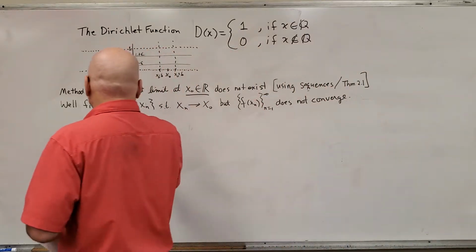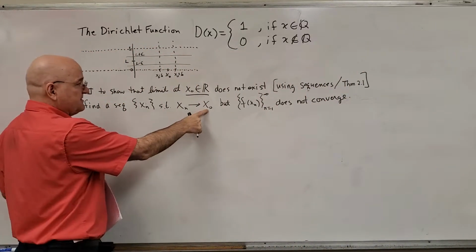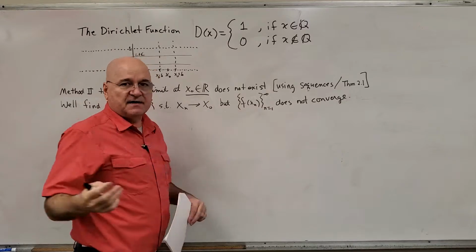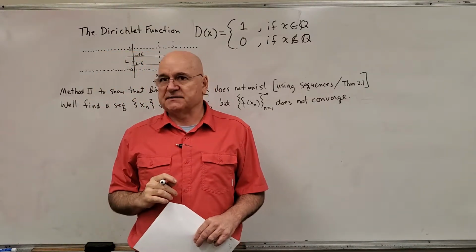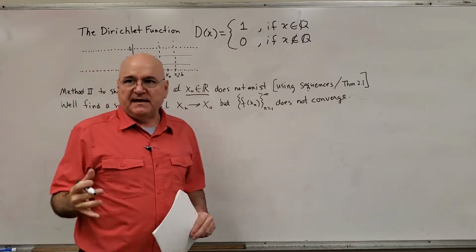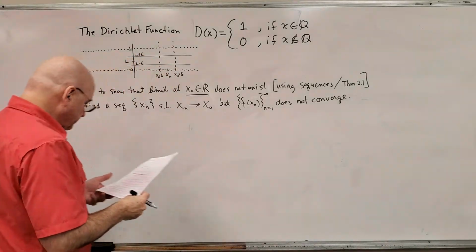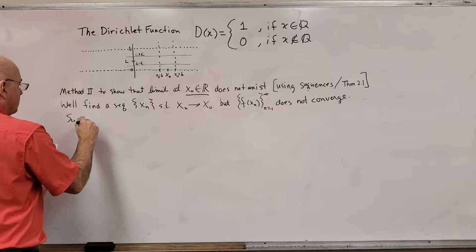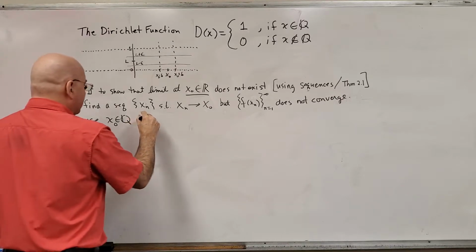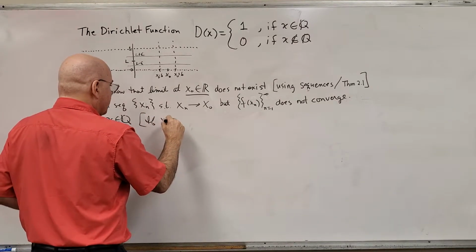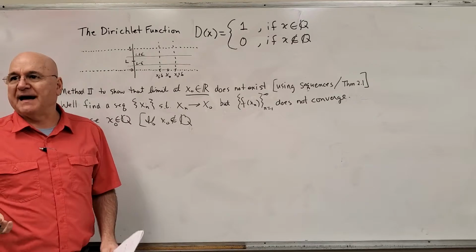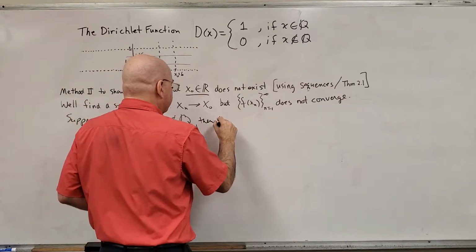So specifically what we're going to do is find a sequence x_n that converges to x naught, but f of x_n, that sequence, does not converge. And that would prove that the limit doesn't exist. All right, I'm just going to do it in one direction. I'm going to assume that x naught is a rational number. So suppose x naught is a rational number. It's an element of Q, the rationals. I'm going to put a little comment in here that says if x naught is not in the rationals, which means it's in the irrationals, then the proof is similar.